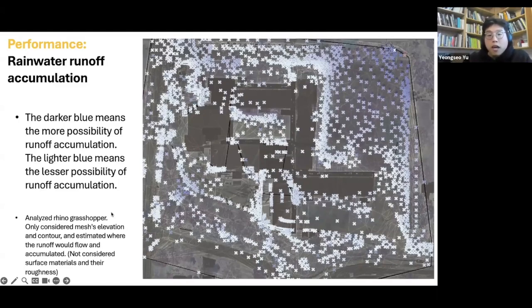And what's interesting is that these potentially accumulative areas were very closely located to the existing sewers, when we checked it on ArcGIS. Next slide, please.